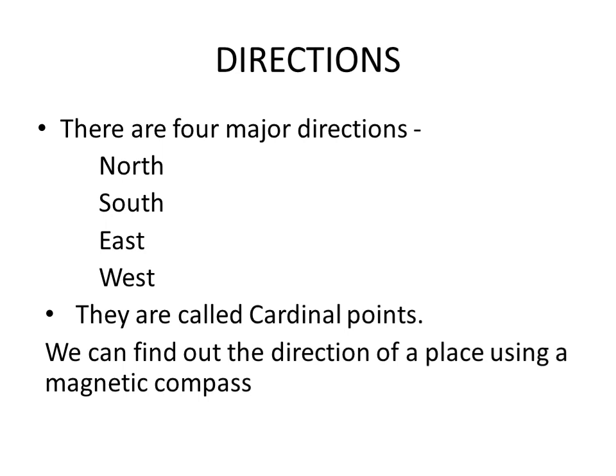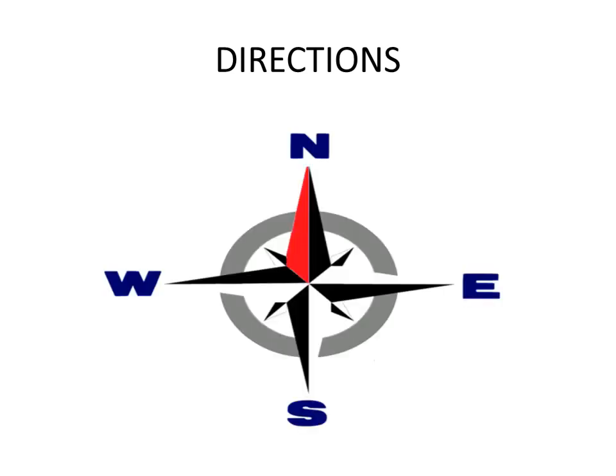Directions. There are four major directions: north, south, east and west. They are called cardinal points. We can find out the direction of a place using a magnetic compass. Children, this is how generally directions are shown: north, east, south and west.